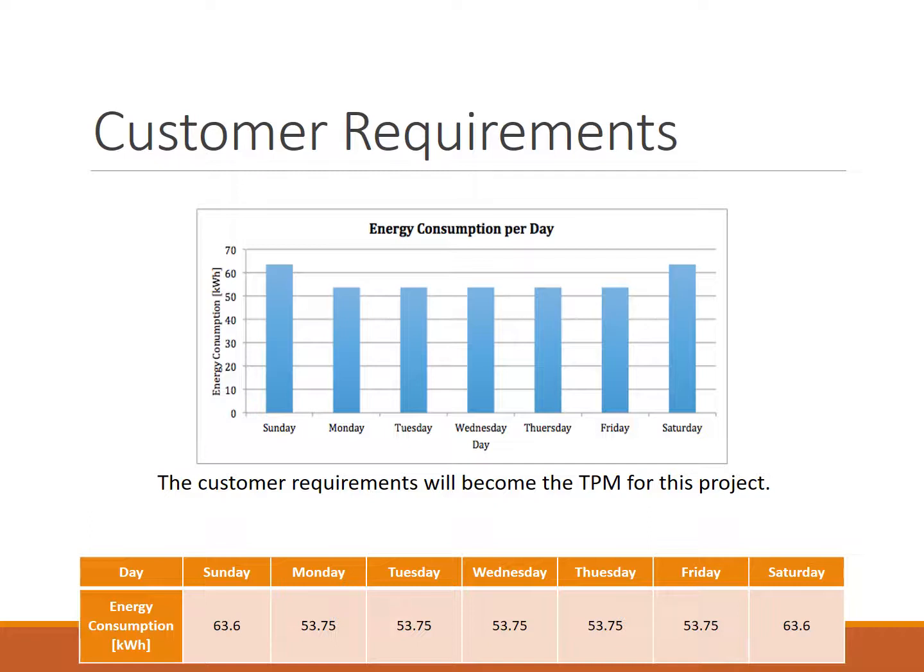Customer requirements are going to dictate the TPM for this specific project. So what do we consider the requirements for this project? Well, the customer and his family have specific power consumption needs that they need to satisfy. So we need a generating system that is able to provide that power without depending on the power authority, which we already know is more expensive. And we're required to supply this need, right?